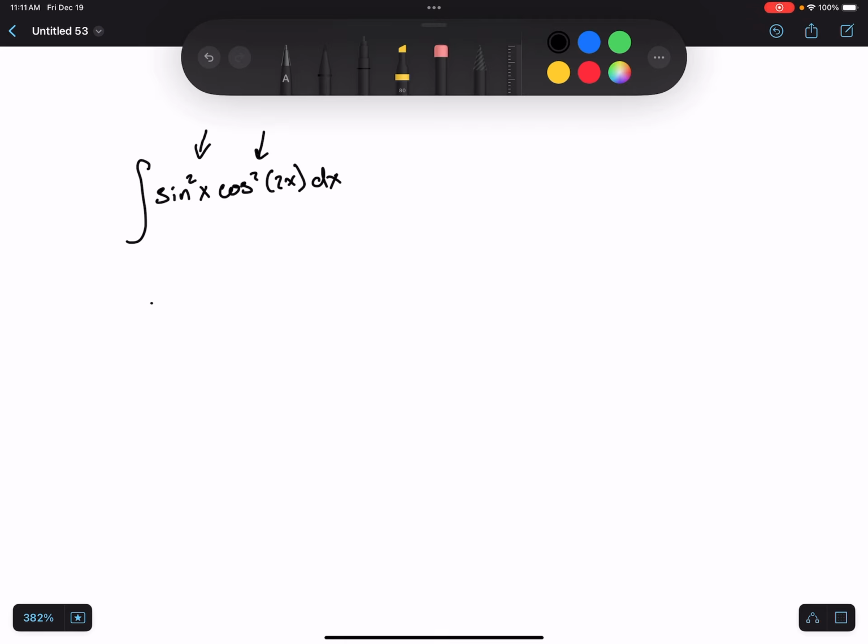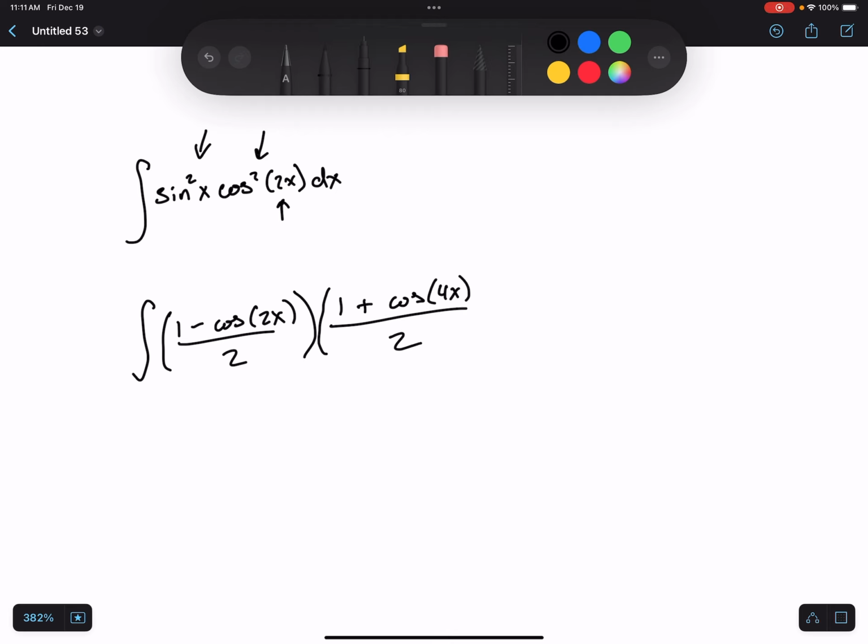So first up, we'll rewrite this as the integral of, in parentheses, 1 minus cosine 2x over 2 times 1 plus cosine, and this is a double angle, so we will double the angle of 2x, and we'll rewrite that as 4x over 2 dx. And now we just multiply these two together. We get 2 times 2, which is 4, and we'll kick out front a 1/4.